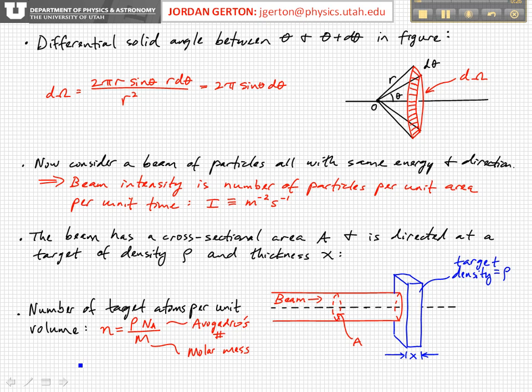Okay, and so now we have this beam which is going to be shining on this target, and so what we want to figure out, given the number of target atoms per unit volume, is the total number of scattering centers in the target that the beam will intersect. Okay, and it's basically just equal to this number of target atoms per unit volume times the volume, which is just the area, A, times the depth or the thickness, X.